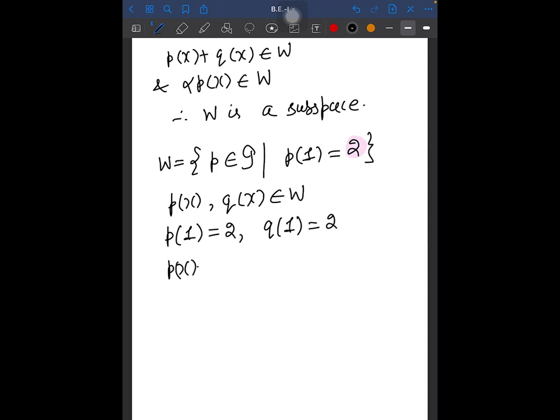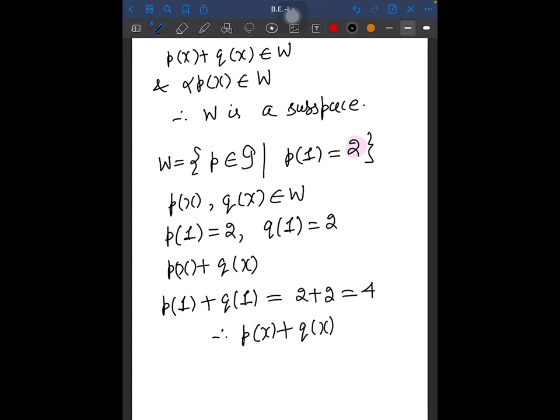Now consider Px plus Qx. If it belongs to W, it should take the value 2 at x equal to 1. But what do you see? If you put x to be 1, it becomes 2 plus 2, which is 4. So Px plus Qx doesn't qualify to be an element of W. So it doesn't belong to W. Therefore, W is not a subspace.